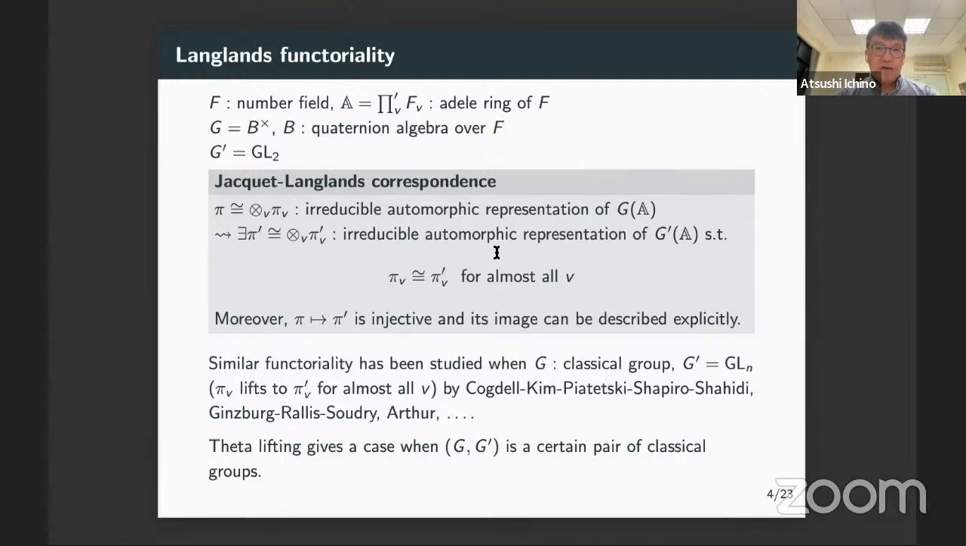Remember that G and G prime are different groups. So, to compare the representations of the two different groups, we need to be careful. But G and G prime are actually locally isomorphic for almost all places.